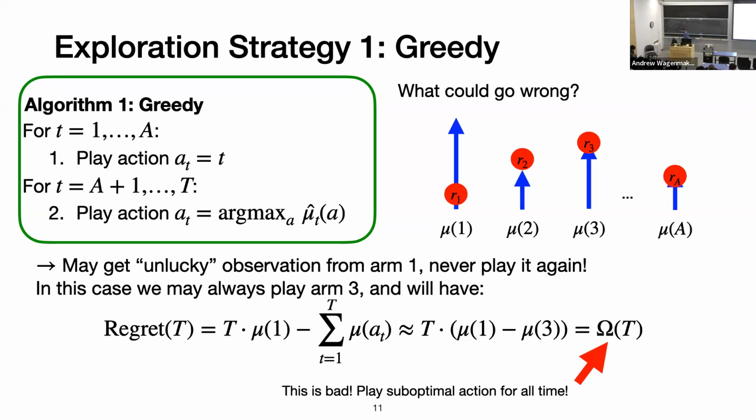This really shows, and you can make this more formal than what I have here, that these greedy algorithms are not good. With constant probability, you will converge to a suboptimal action.